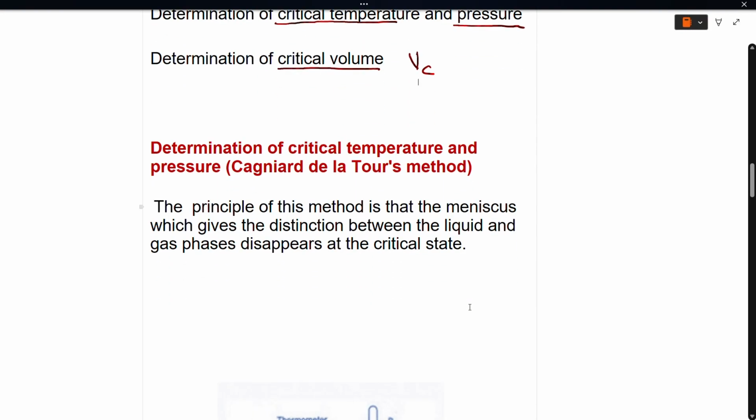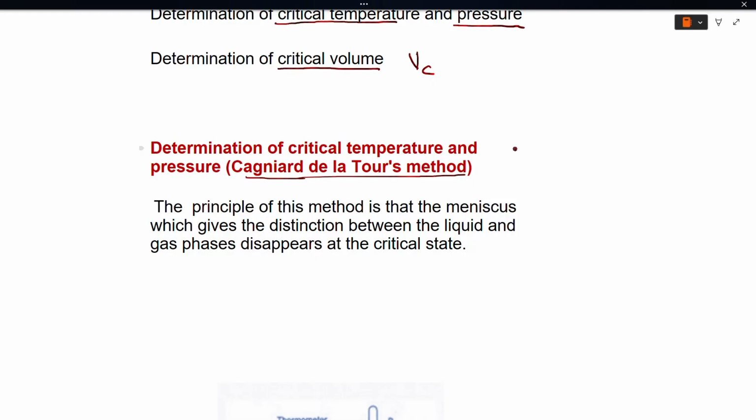Now, let us move on to the first method, that is determination of critical temperature and pressure. And the method is known by the name Cagniard-de la Tour method. That is the scientist who found out this method. Now, one thing you should remember is, if I take a liquid in an enclosed vessel, I have covered it. The liquid will be here. I have kept it at room temperature.